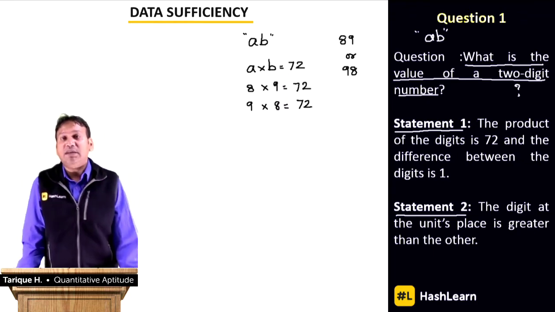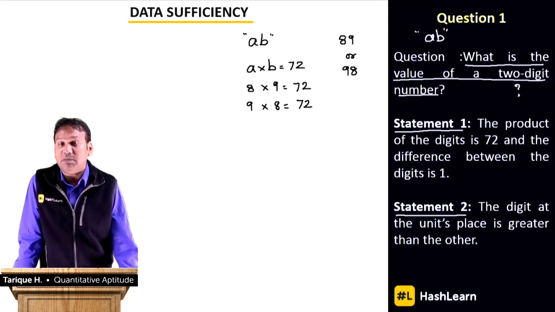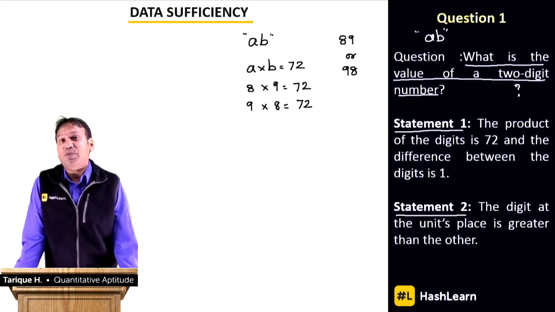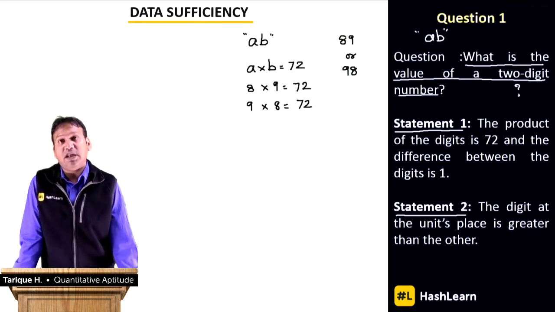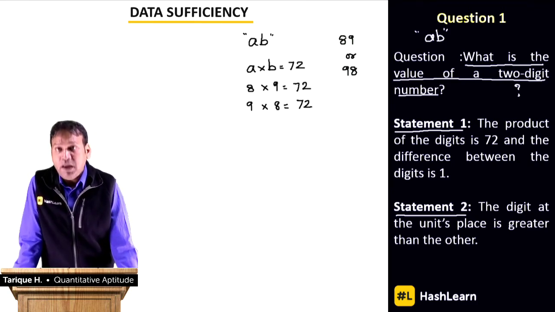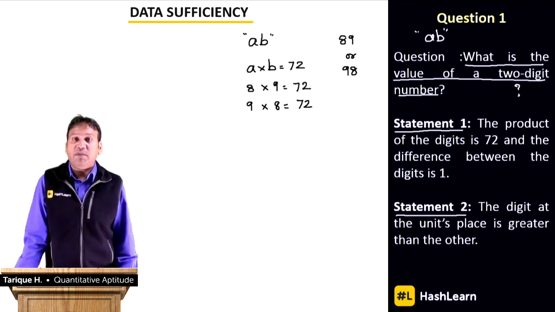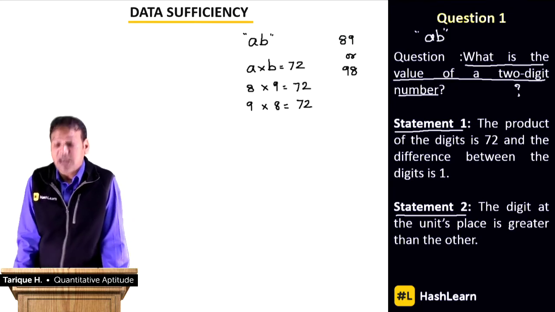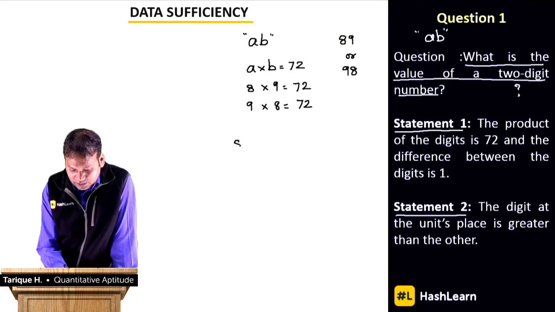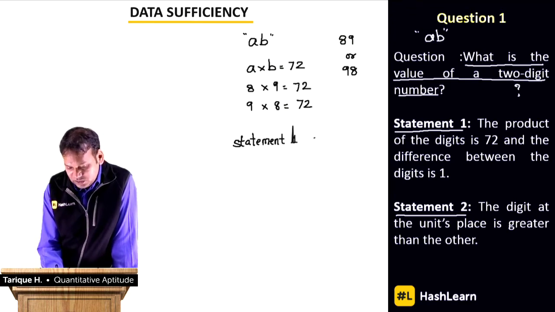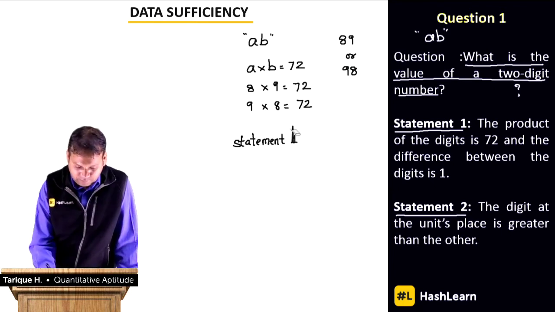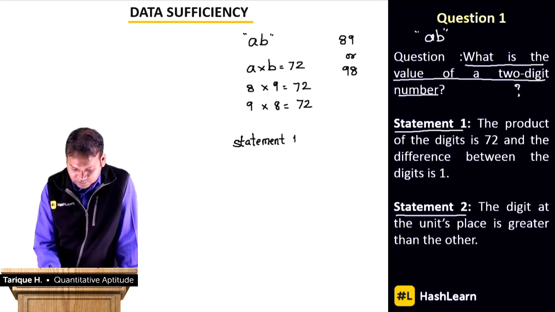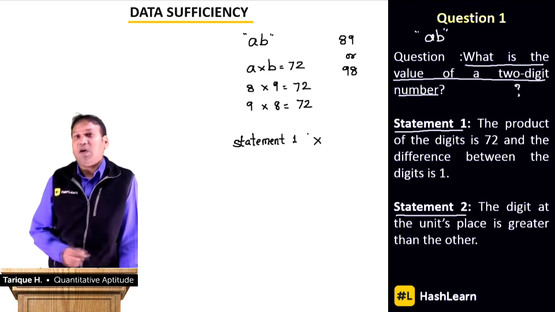If we get two possible answers, we don't say that we have found the answer, because the question is asking what this 2-digit number is. We can't say that this 2-digit number is 89 or 98. We have to give a specific answer. So whenever you're solving a data sufficiency question and you come across a scenario where there are multiple answers for one question, that is not considered an answer. So we'll say that statement 1 is not sufficient. I'll just put a cross here. We cannot solve from statement 1 alone.